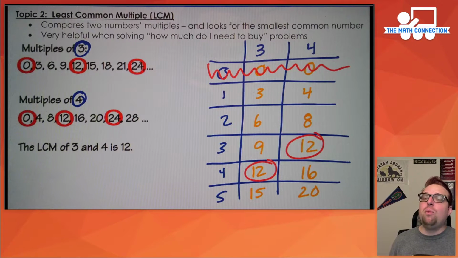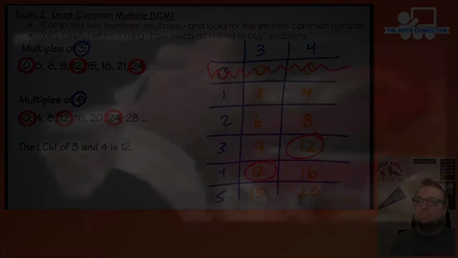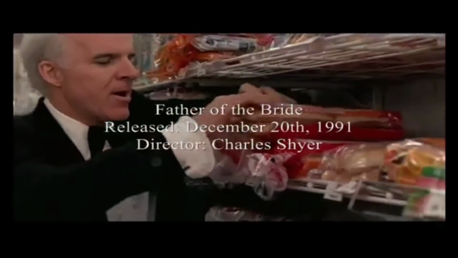But anyway, I want you to watch this clip and I want you to connect this least common multiple concept to something that happens in real life, and I can guarantee you it has happened to you at the grocery store. So let's watch.